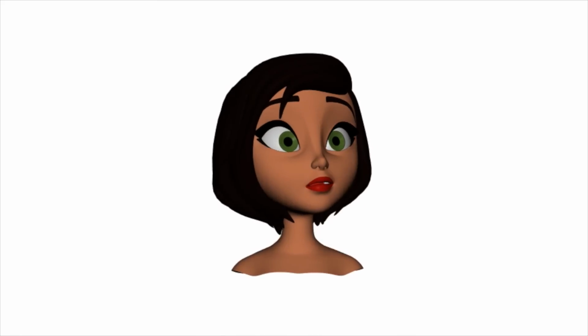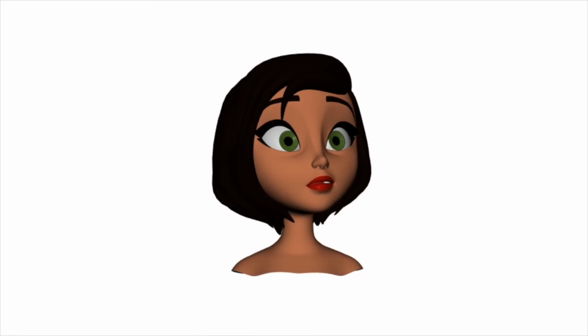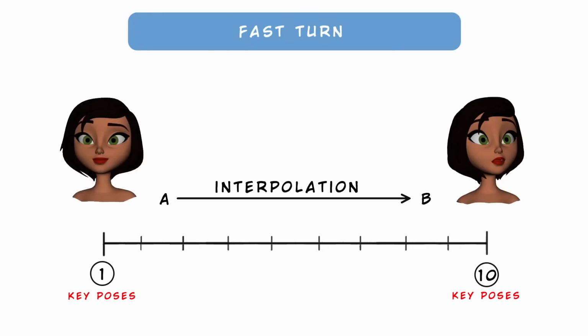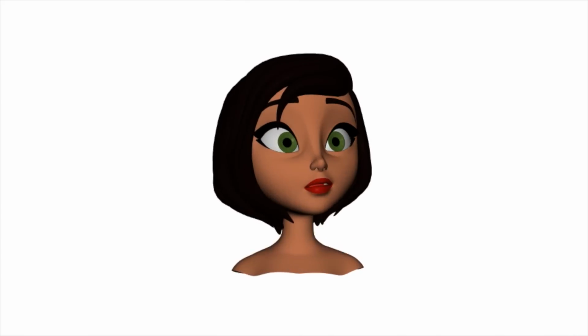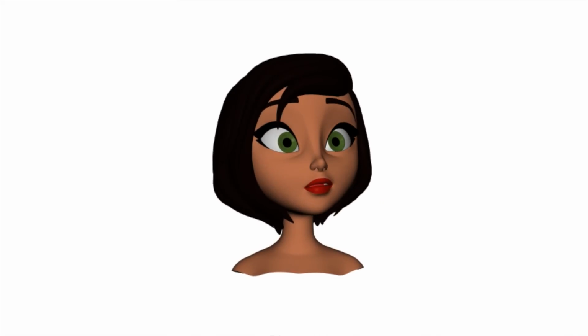The idea is that she suddenly hears something coming from the right, so the movement will be pretty fast. 10 frames. The software creates the interpolation between these two key poses, and the result is a linear movement that is really far from the result we want. There's no life at all, and the character looks like a robot, so really lifeless.